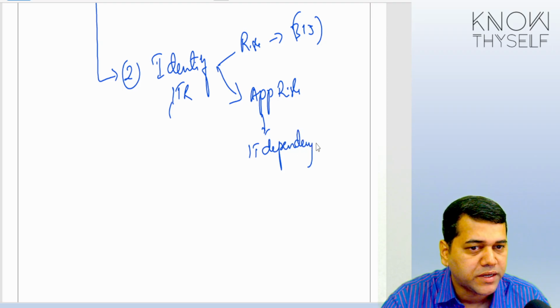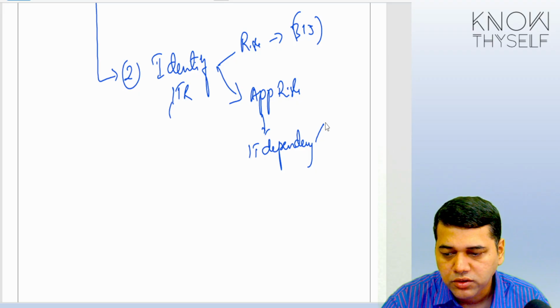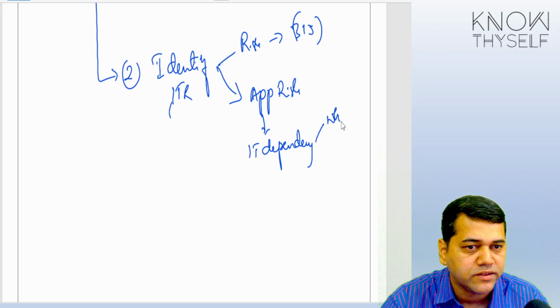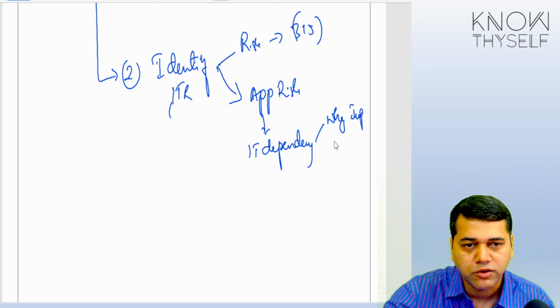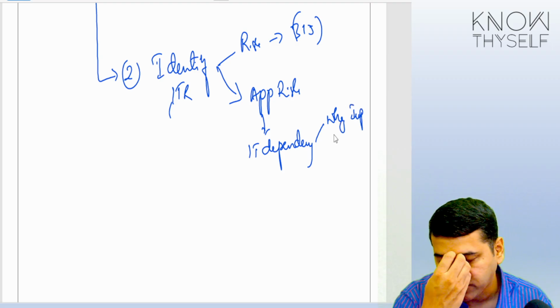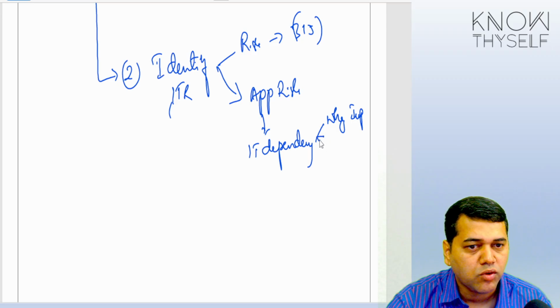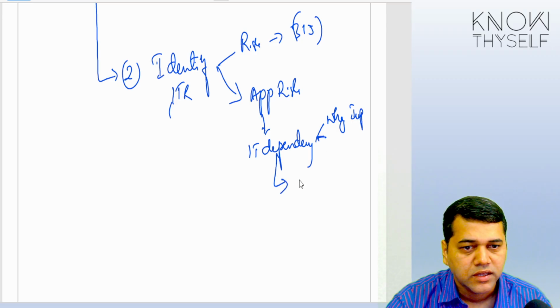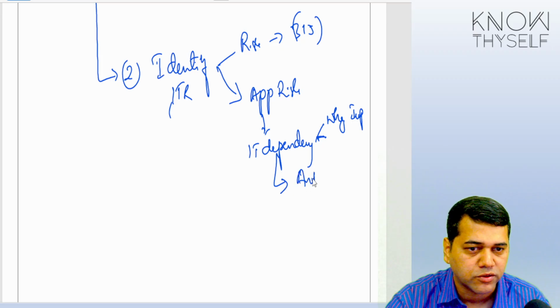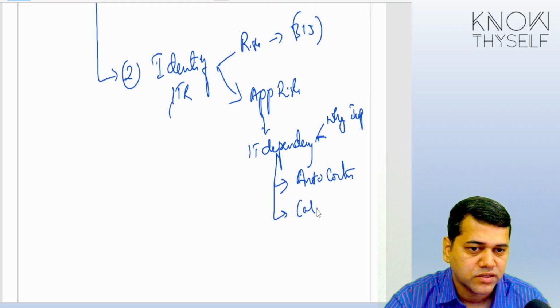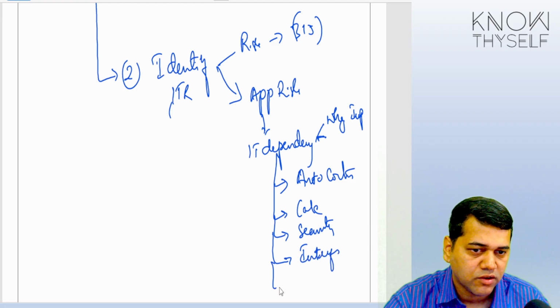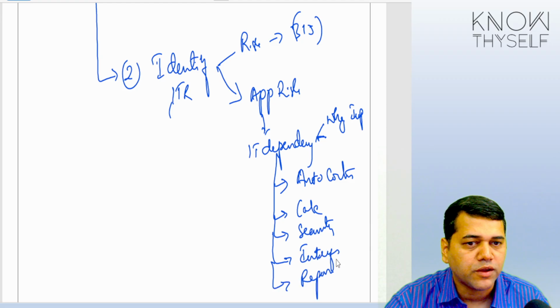How many types of IT dependencies are there? There are five. The first question is, why is it important to know? Because you can know exactly what the risk is, where you can focus, and you can develop your audit approach. What are those types of IT dependencies? You have automated controls, calculations, access security, interface, and reports. These are the five.